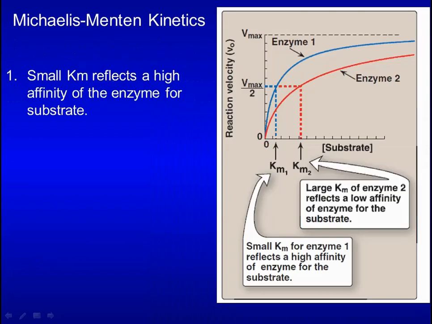Michaelis-Menten kinetics has several features. An enzyme with a small Km has a high affinity for the substrate. Here are two enzymes for the same substrate. The one with a small Km, in blue, has a higher affinity for the substrate than the other enzyme.